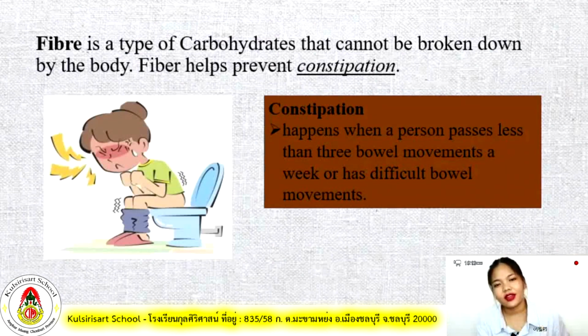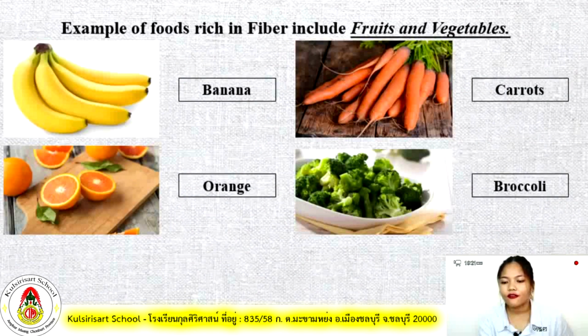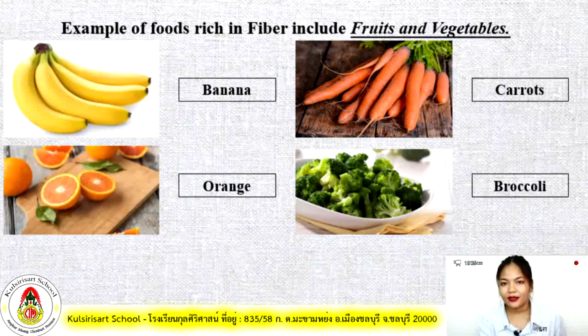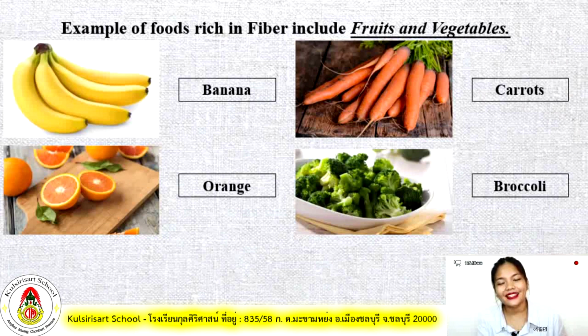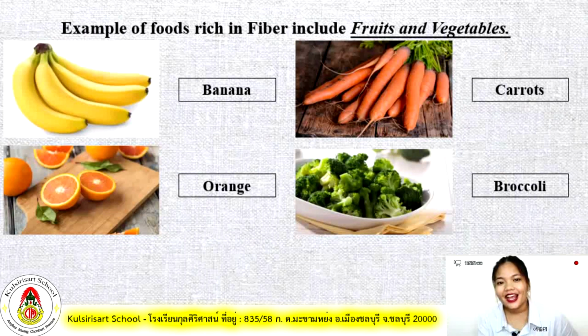Now, how can we prevent constipation? We will eat fiber-rich food. I have here with me examples of foods rich in fiber. These include fruits and vegetables. For fruits, we have banana and orange. But one trivia: did you know that unripe bananas, or the green bananas, actually have more fiber content than the yellow ones? So if you feel that you're constipated, I suggest that you eat more green bananas than yellow ones.